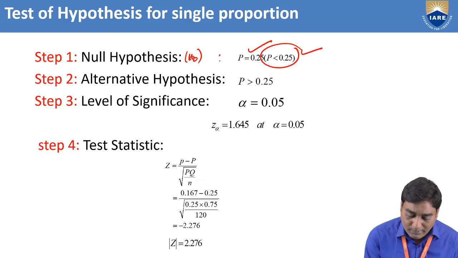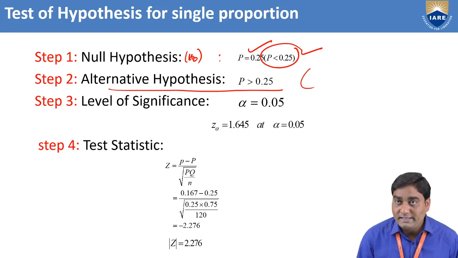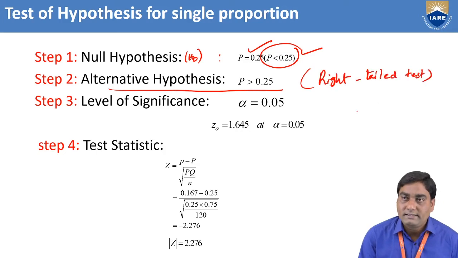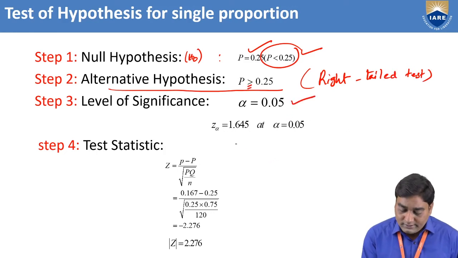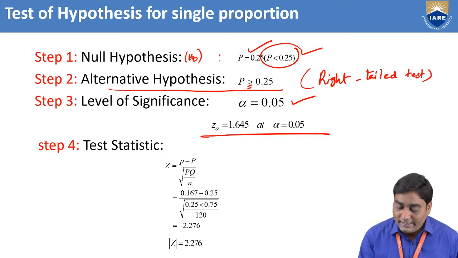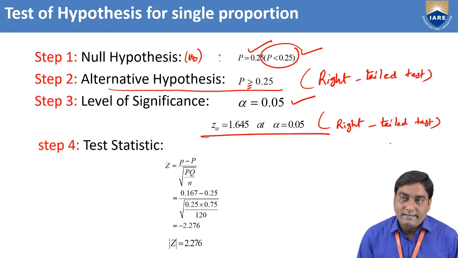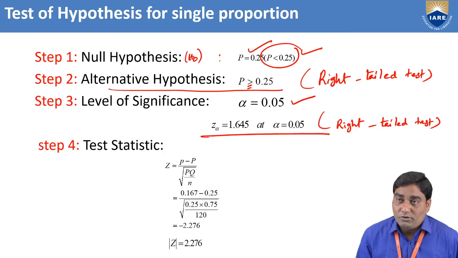The alternative hypothesis is against the null hypothesis. For less than, the against statement is greater than. That's why this is a right-tailed test, right-tailed because of greater than. And alpha is 0.05. Z alpha is 1.645 at alpha equal to 0.05 for a right-tailed test. This is the Z alpha distribution table value for a right-tailed test, as we have seen in the previous problem.